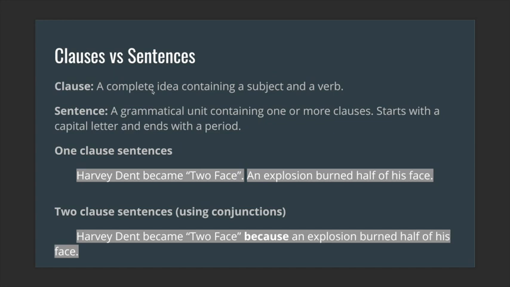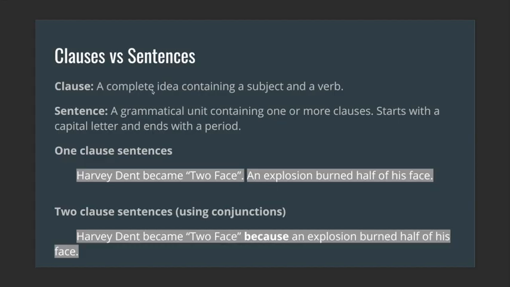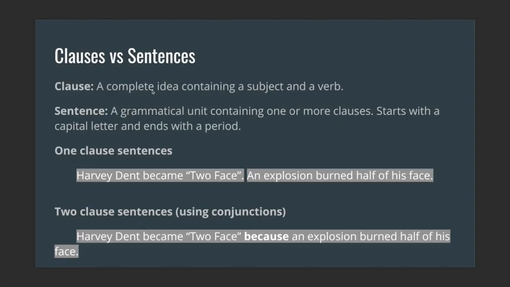In this case, we use the conjunction because. And as you can see, before the conjunction because, we have the first clause. It starts with a capital letter. Harvey Dent became Two-Face. That's one idea. Notice how we don't have a period right there. Instead of the period, we have a conjunction. That means that it's one clause, but it's not the end of the sentence. So the conjunction because puts these two clauses together into one sentence.